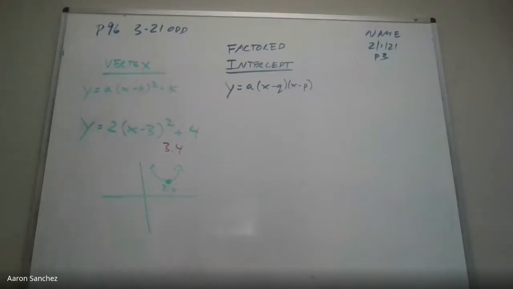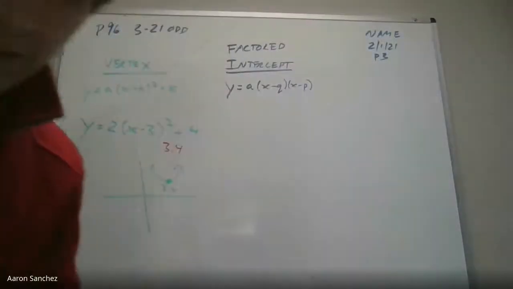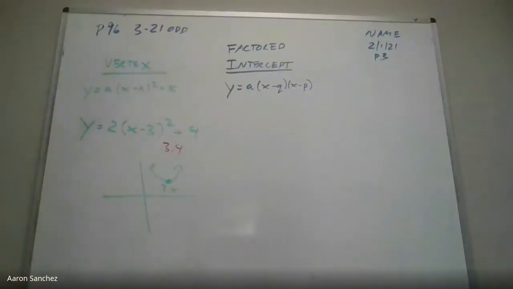Aaliyah, can you see my board okay? Yeah. All right, cool. Okay, so I'm going to move on to the intercept form. Stop me if I'm going too fast.